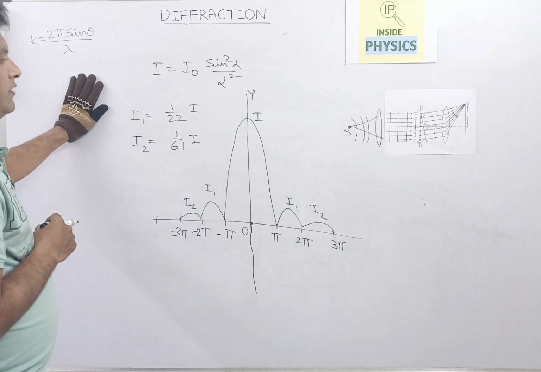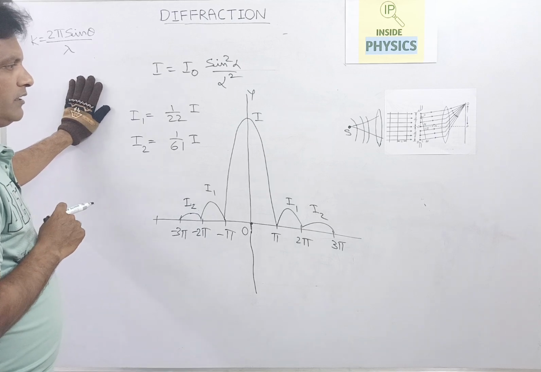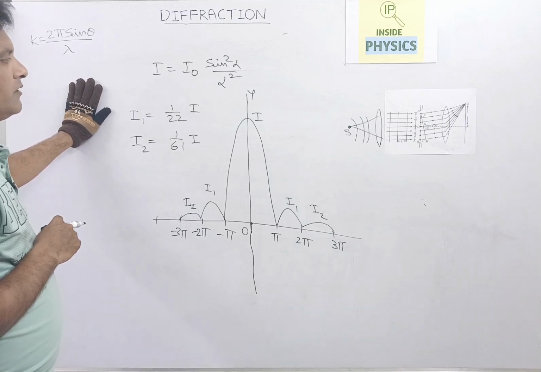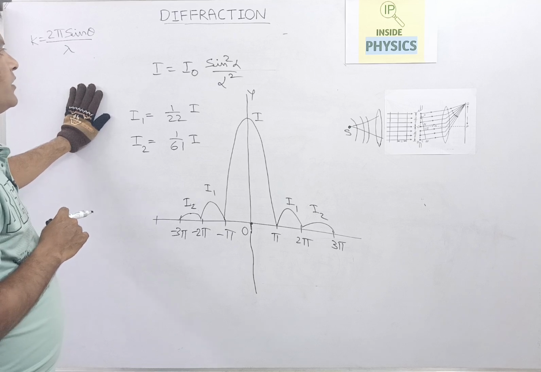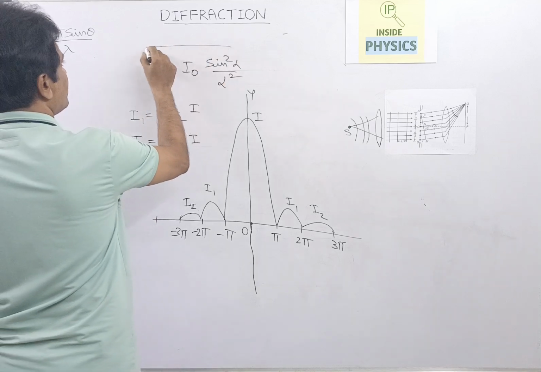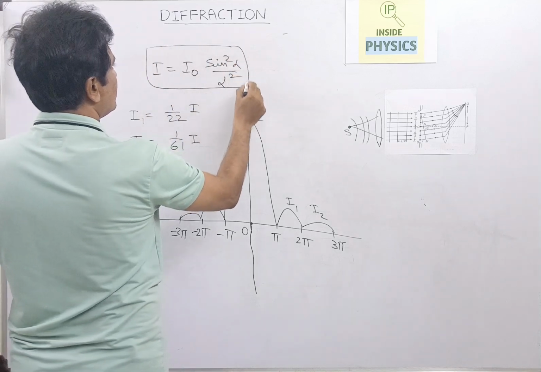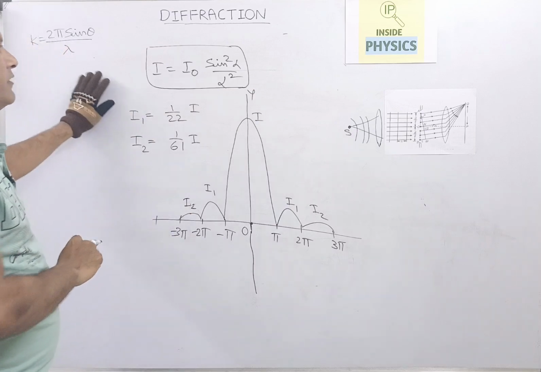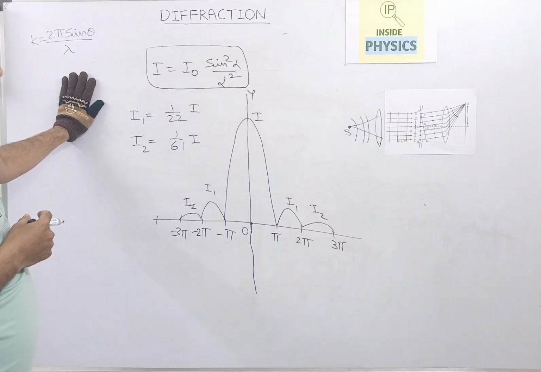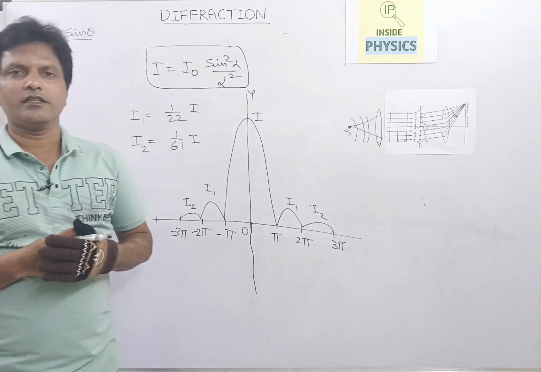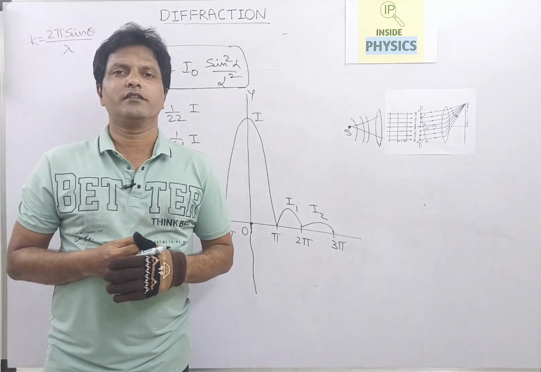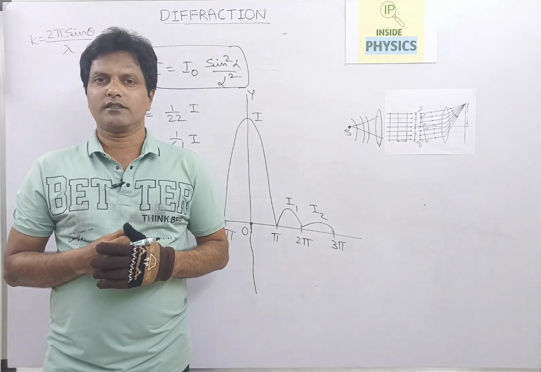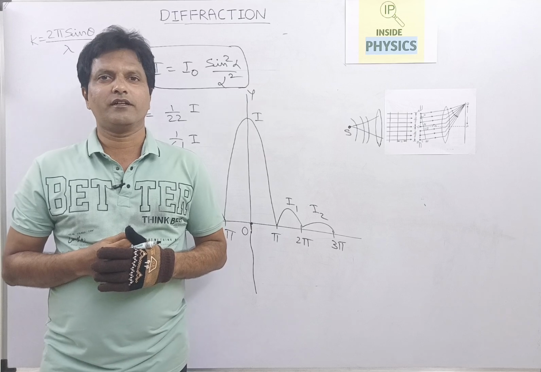So in this way we analyze the intensity pattern with the help of this graph, and we already have this formula to obtain the relation between angle of diffraction and the intensity. So this is all about this session, and we will move to further sessions to discuss some more topics on diffraction.